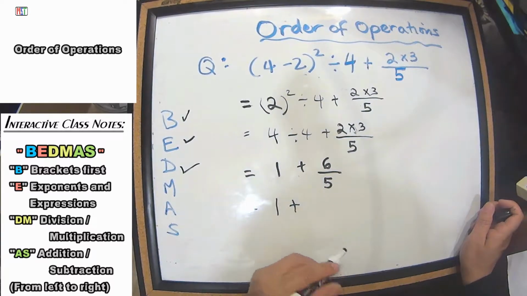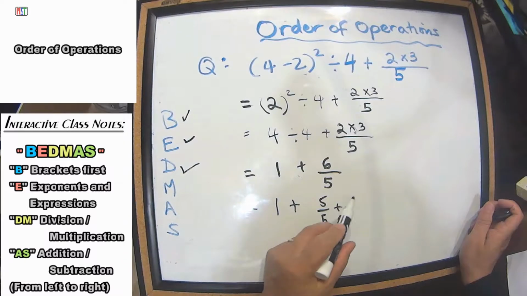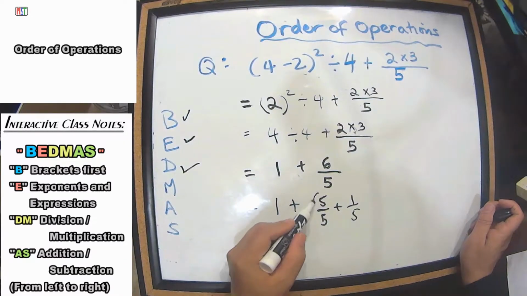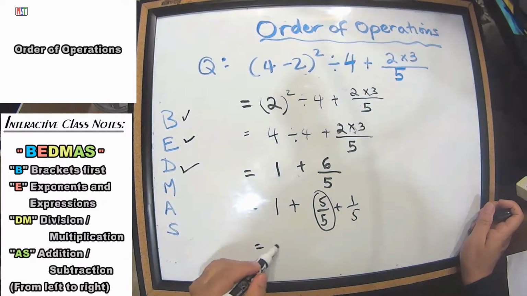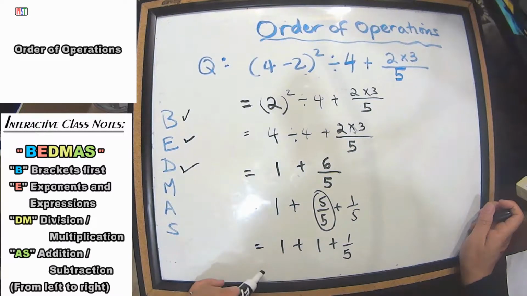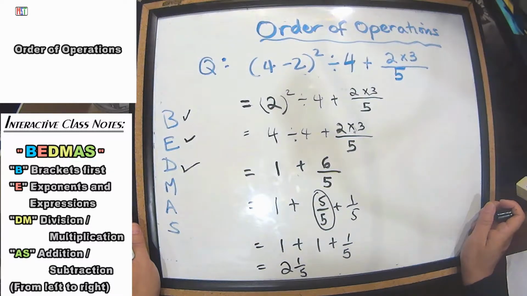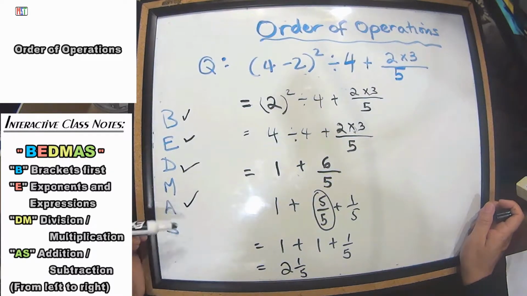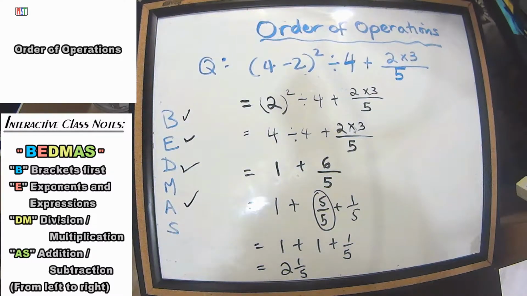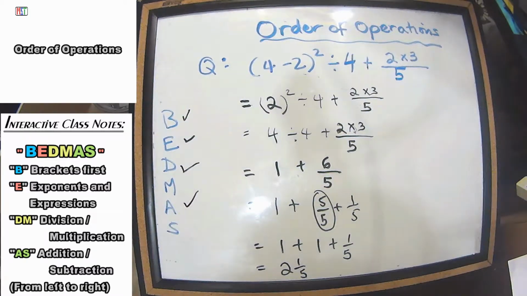Okay, so let me show you. 6 over 5 is 5 over 5 plus 1 over 5. Notice 5 over 5 is 1. And we have 1 plus 1 and 1/5. That gives you 2 and 1/5. So the answer is 2 and 1/5. So we follow addition, and it works out quite well for us. Alright, so that's the BEDMAS rule, and this is how you go about and approach this question.